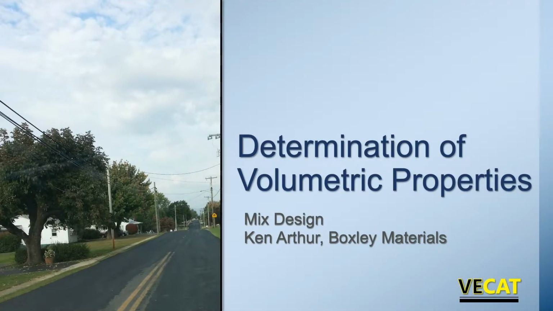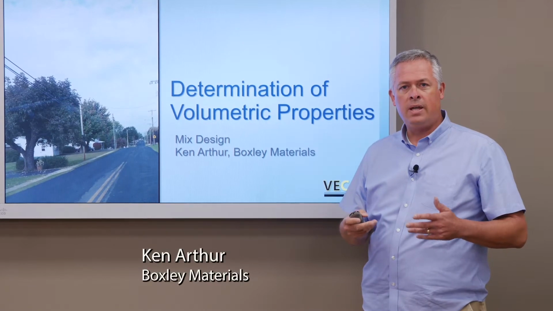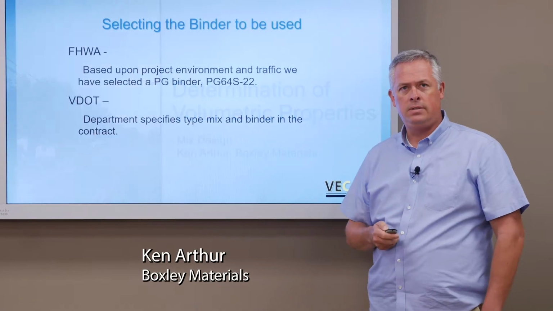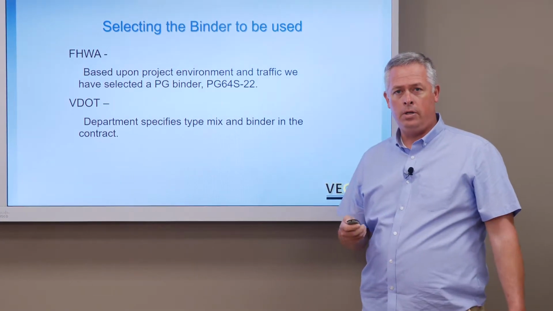So, determination of volumetric properties. Once we've decided on 3 trial blends, we're going to actually take those into the lab, produce those mixes, and see what kind of volumetric properties they give us. One of the first things we have to do is decide what binder to use.